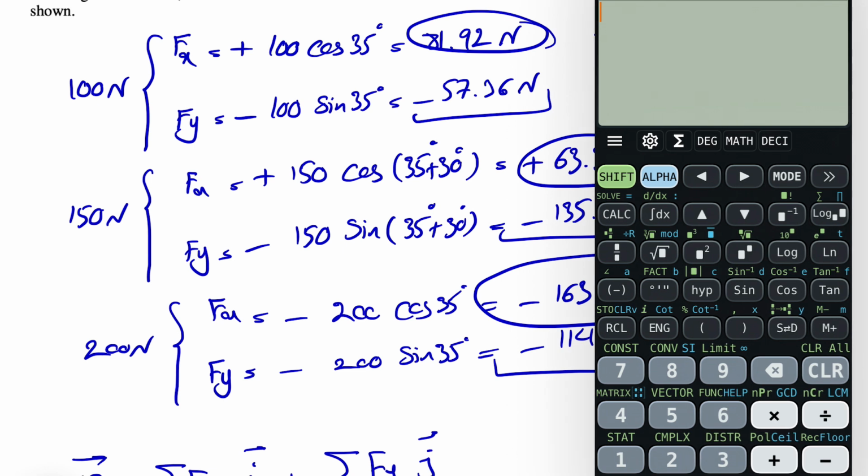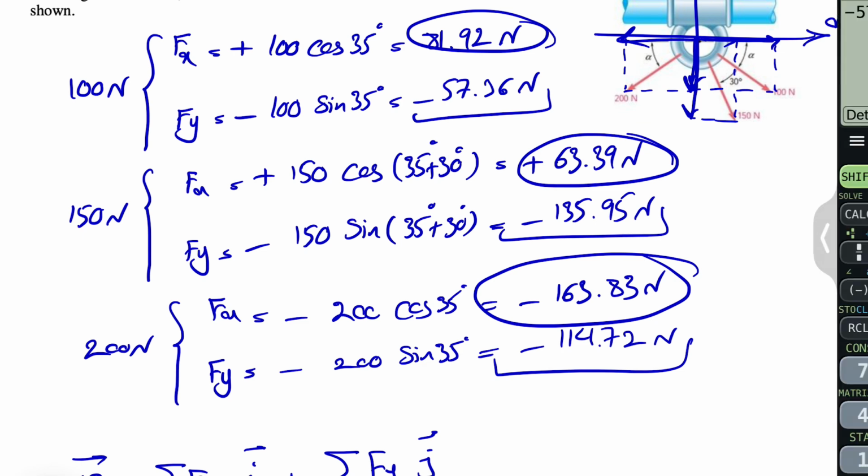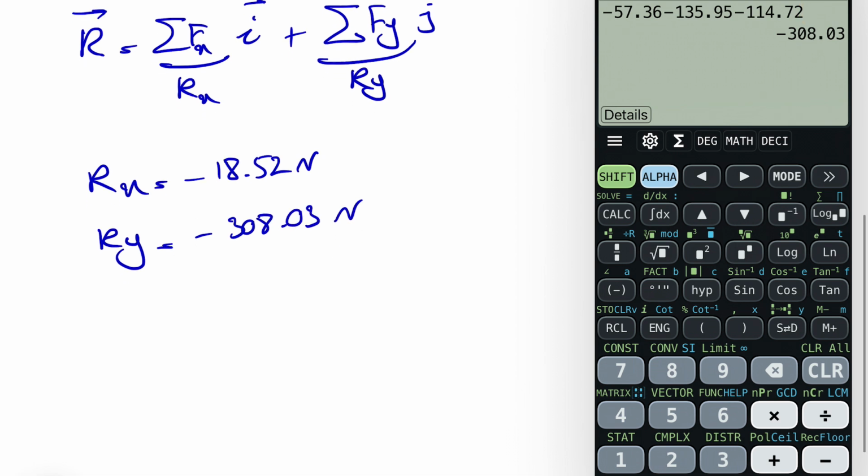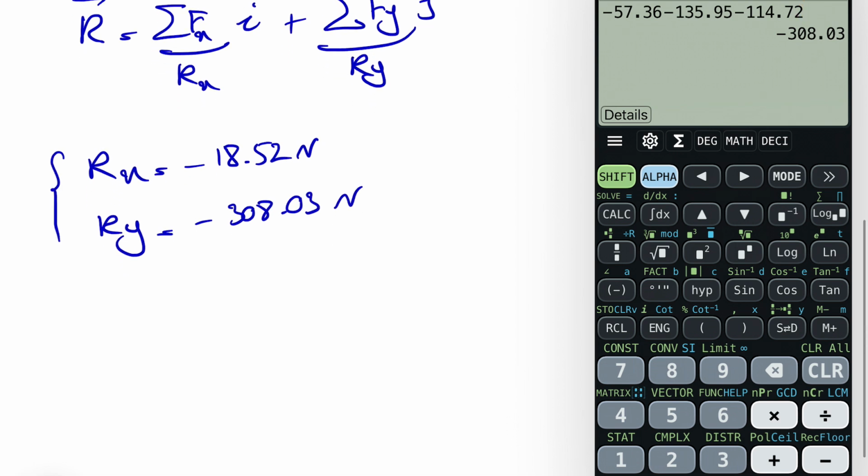And if you want to find Ry, we have these three: minus 57.36 minus 135.95 minus 114.72. So our Ry would be minus 308.03. So that's our resultant in vector format.